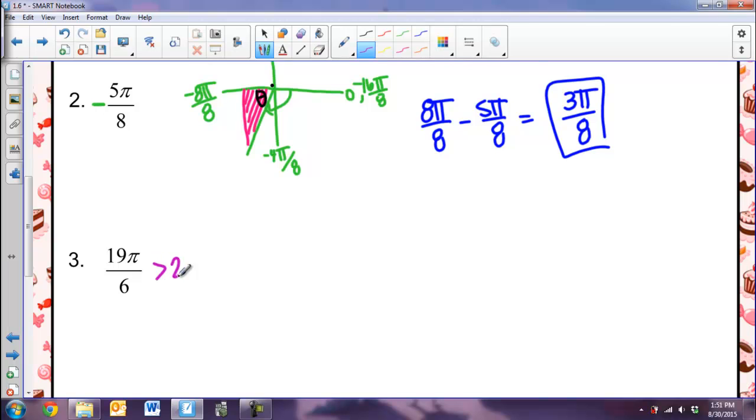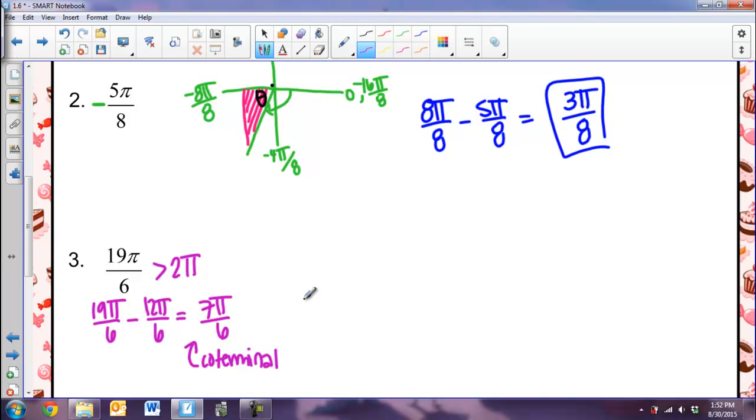This guy's greater than 2 pi, so I'm going to go ahead and make it less than 2 pi, find that coterminal angle, by subtracting 2 pi from it. And 2 pi would be the same thing as 12 pi over 6. Okay, so that gets me that my coterminal angle is 7 pi over 6. So that's the guy I'm going to graph, and remember that I took a whole 360 or 2 pi to get around to that guy.